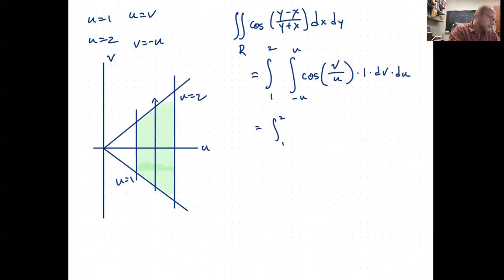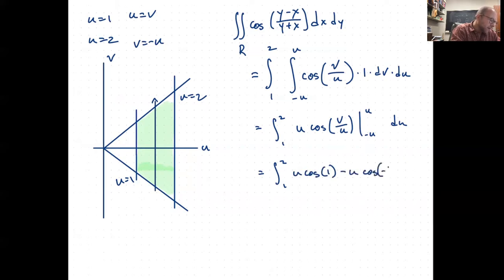And that means that when you integrate it, you will end up with an extra U cosine of V over U. And the V going from minus U to U. And then we'll have a du afterwards after we evaluate it all. So we'll integrate 1 to 2 still. When you plug in the U, you will have U cosine of 1, geez, minus U cosine of minus 1.